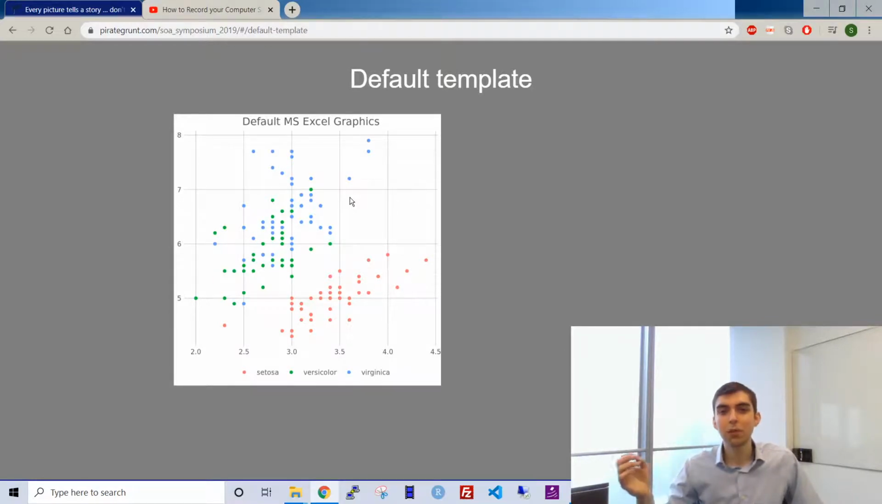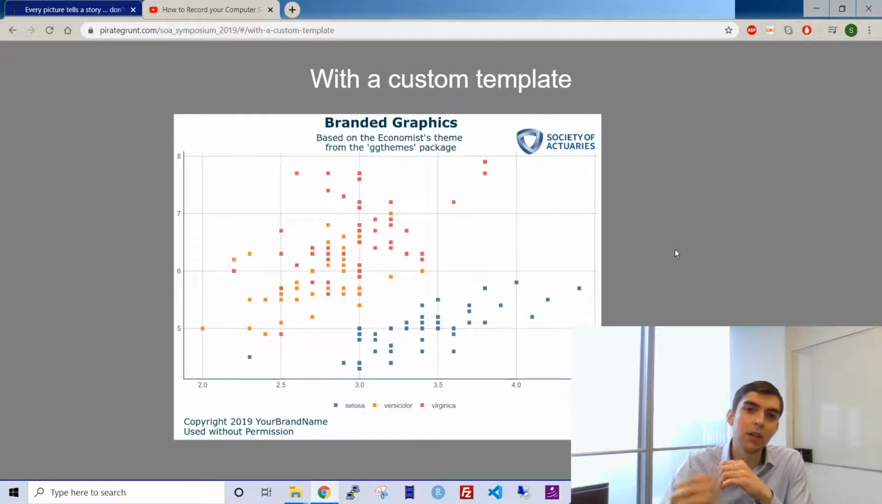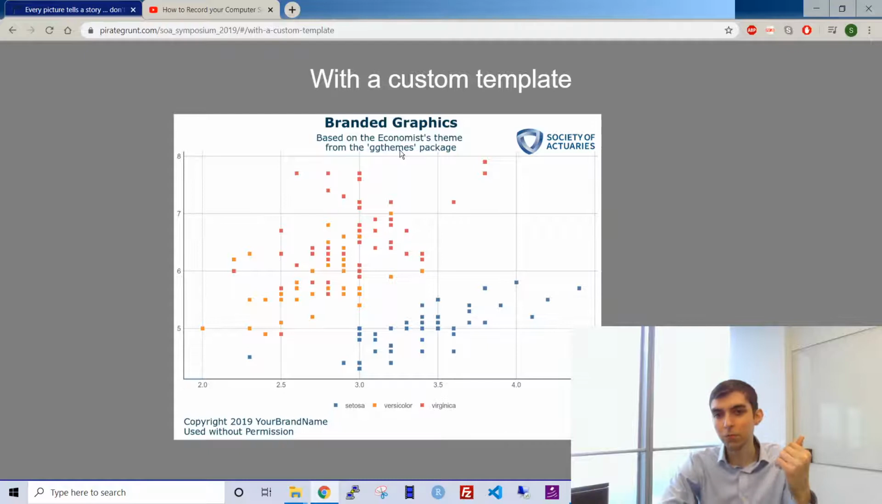The ggplot2 library is a data visualization tool in R. And as actuaries, you often have to conform to business standards. You want to make your graphs look professional. So this is the default graphics, and you can quickly create a template. The template applies your custom logo to the graph. It will change the style and the font. It will add copyright, and it will help to improve the branding of your business.